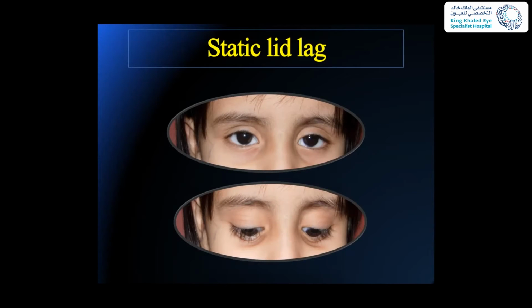The dynamic type, you assess it while the patient is moving from the up gaze to down gaze. And this is characteristic for thyroid orbitopathy, the dynamic one.